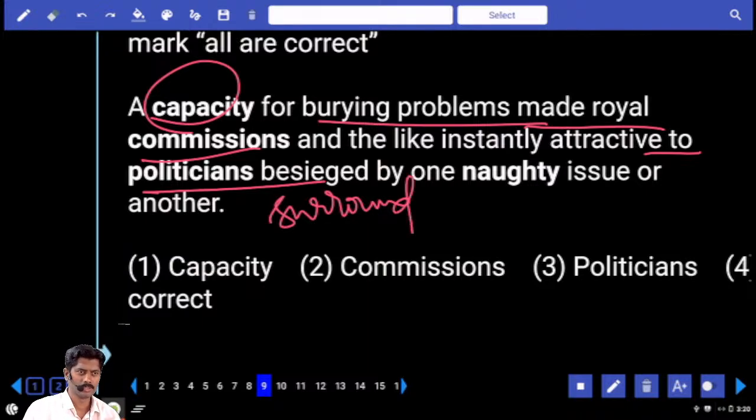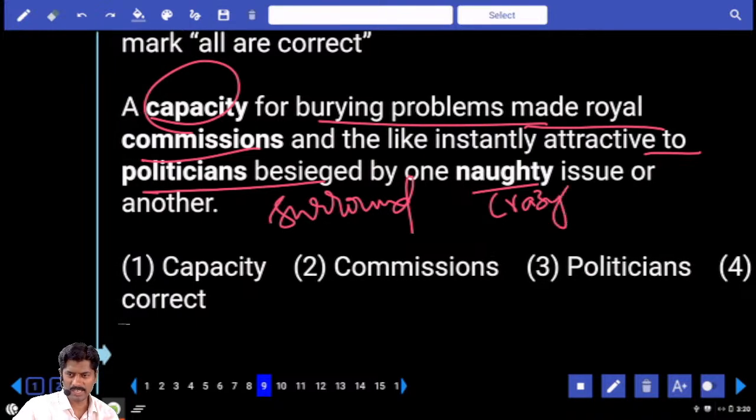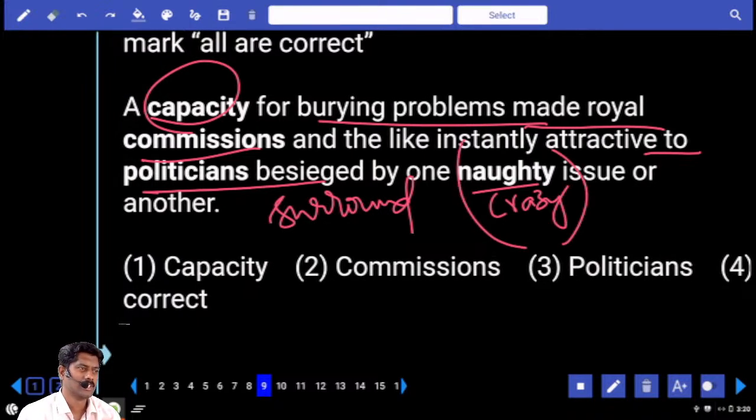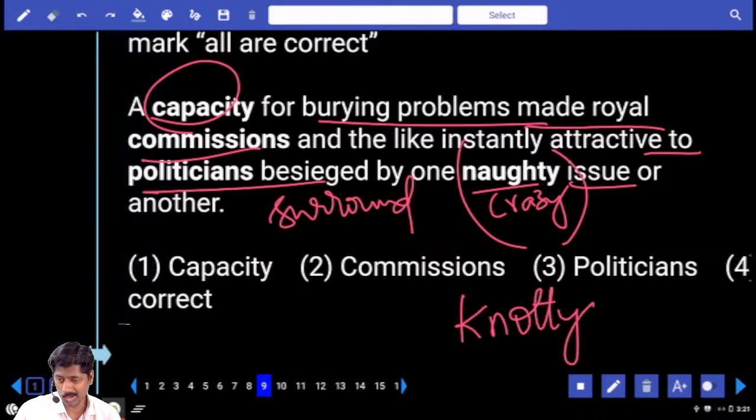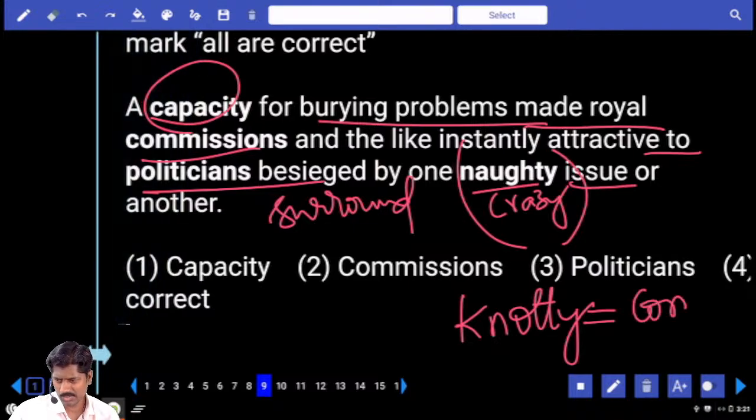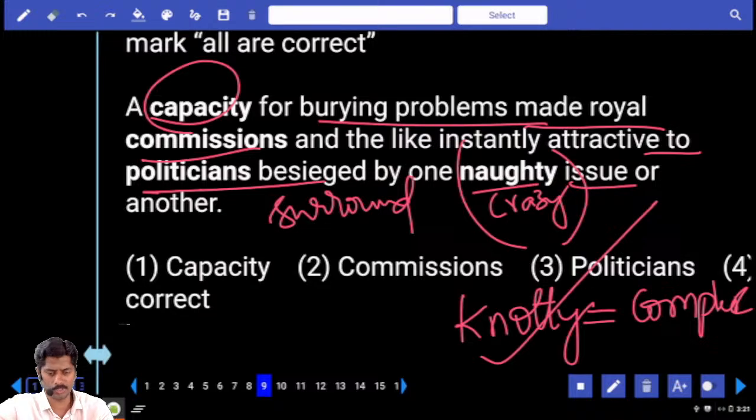Do you know naughty? Naughty is nothing but crazy, behaving like a kid, childish. He is a naughty boy. Naughty boy means childish, behaving like monkey behavior kind of thing. But here, the issue we are talking about, we require knotty, K-N-O-T-T-Y. Knotty means complex. So we require this word, K-N-O-T-T-Y, knotty.